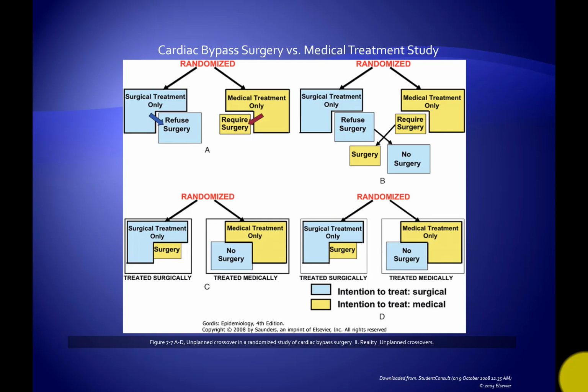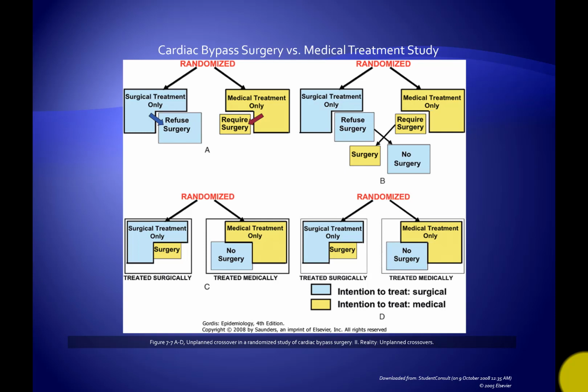The issue is, how do we analyze the data in order to capture the unplanned crossover effect? We have the choice to analyze based on the original assignment, called the intent to treat analysis, as we said. And we will include in the surgical group some patients who received only medical treatment, and in the medical group, we will include some patients who received surgery. By doing so, we do not lose the benefits of randomization. That is what is shown in figure 7.7c.